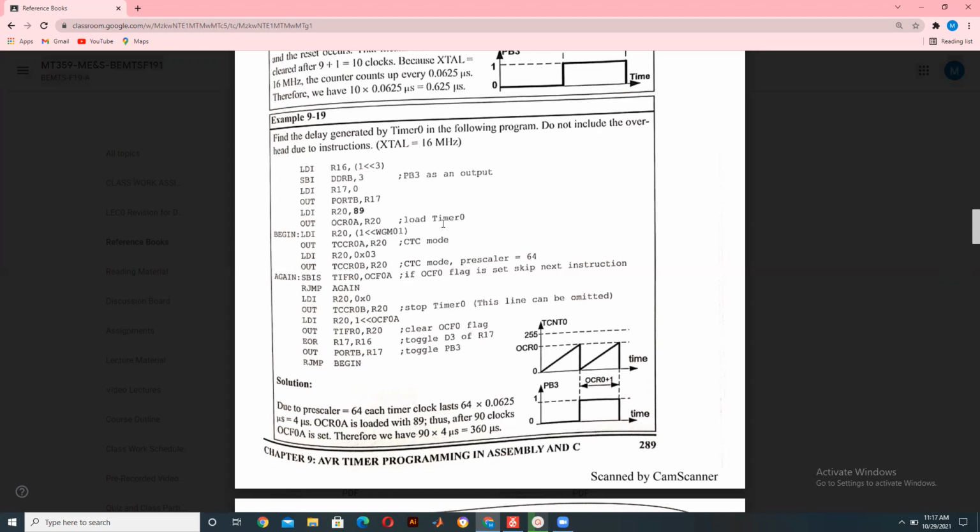That is equal to 4 microseconds. OCR0A is loaded with 89, and after that the 90th clock sets the flag. Therefore, we have 90 multiplied by 4, and 90 multiplied by 4 is equal to 360 microseconds.